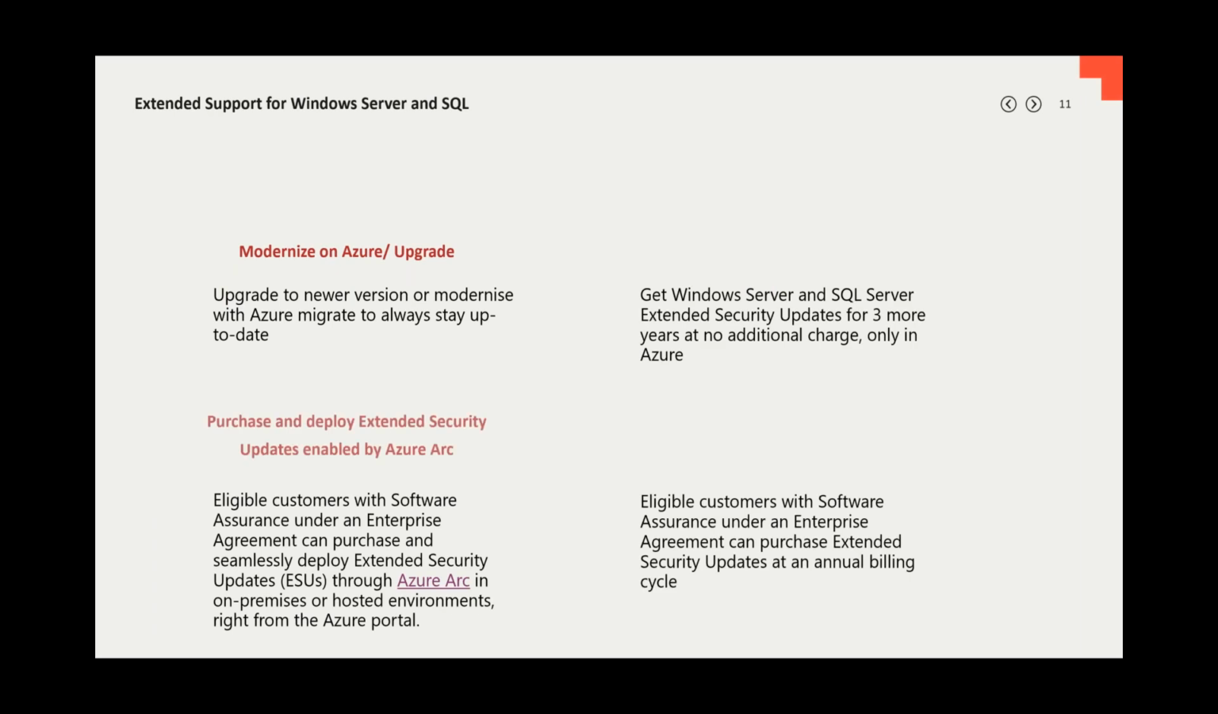When it comes to the options around extended support, there's 4 options. Option number 1, upgrade your server from 2012 to 2016 or any later version. Great. Number 2, move them to Azure. If you were to migrate those 2012 servers to Azure, then Microsoft would effectively give you those extended security updates for 3 more years at absolutely no additional charge.